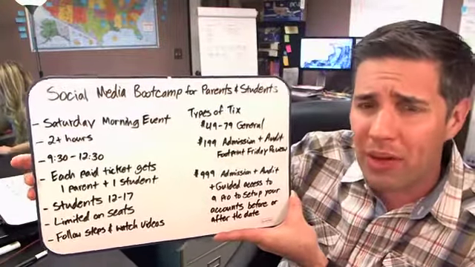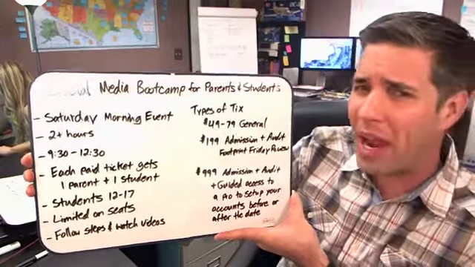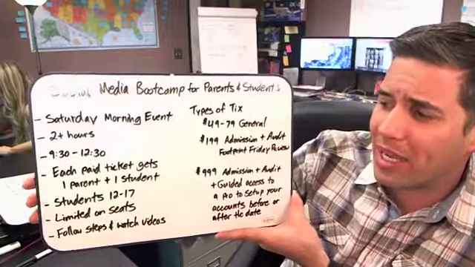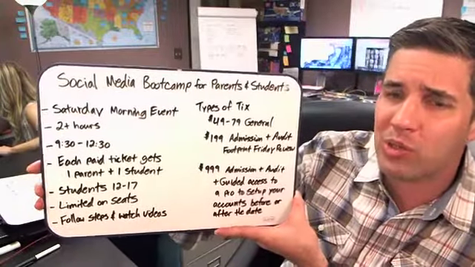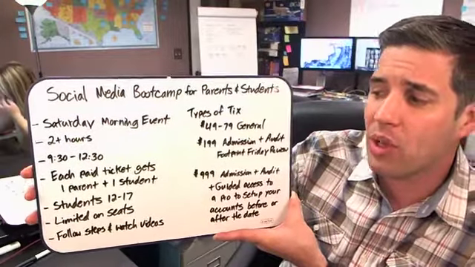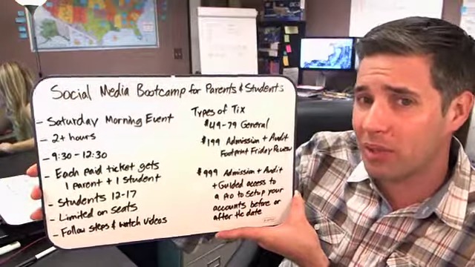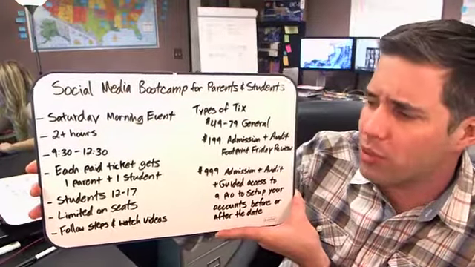Now, there's no food allowed in the venue, but there's a cafe right next door, so you can eat right before, you can eat right after. Each paid ticket gets one parent and one student access to the room. I'm really limited on seats, as you can see right here. So if you want to bring another parent, buy another ticket, and that gets you 2 more seats if you want to use them, or just use one of them.